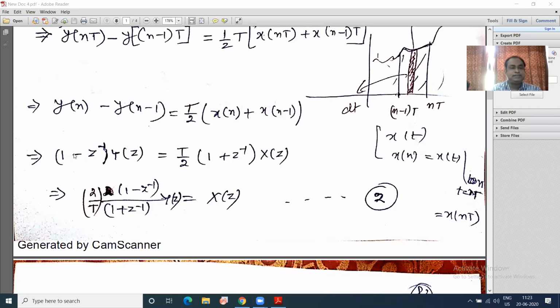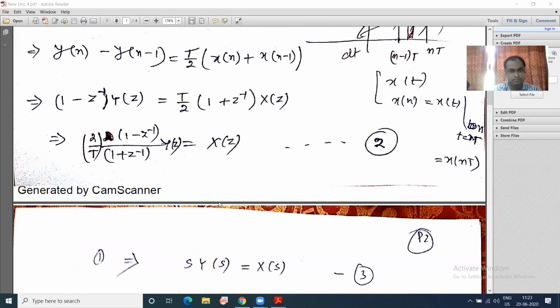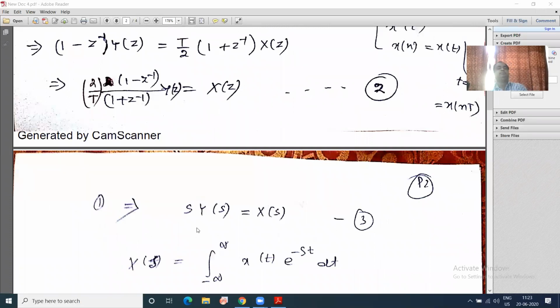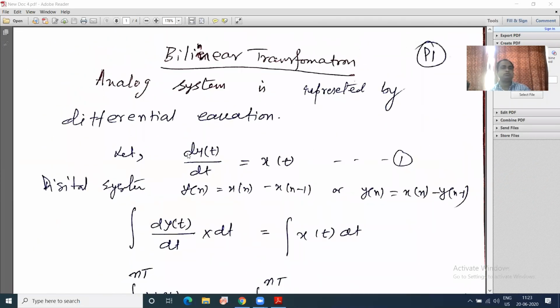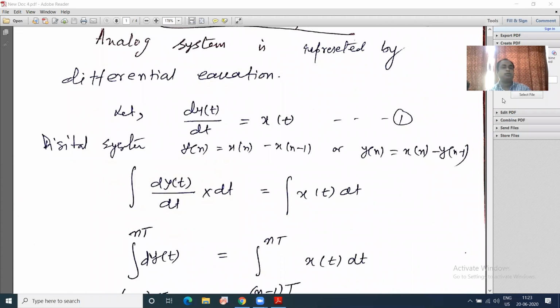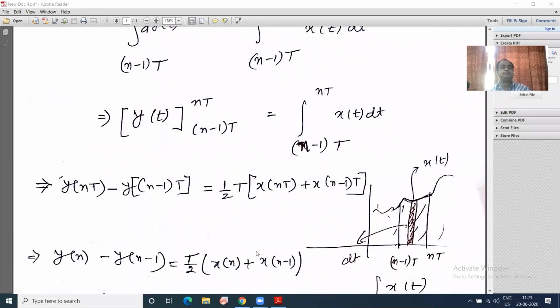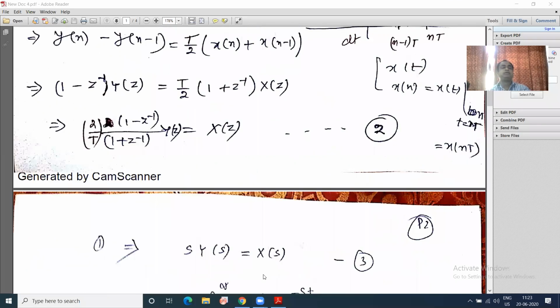Now, if I write 1 minus z inverse into y(z), t by 2 times 1 minus z inverse into x(z), then I will write 2 by t, 1 minus z inverse by 1 plus z inverse, into y(z). If I simplify, 2 by t into 1 minus z inverse, 1 by z inverse, into y(z) equal to x(z). From equation 1, can I write this as s into y equal to x(s)?